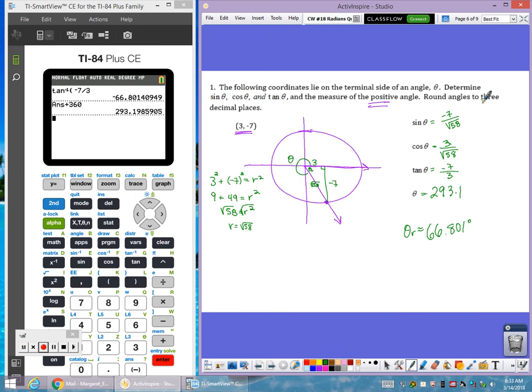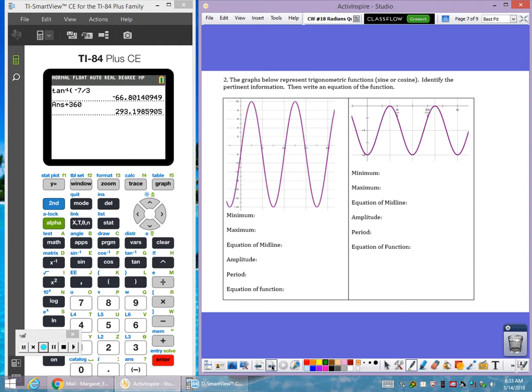All right, so I end up with theta is 293.1. Let's see, it said round to 3 decimal places. So I look at the 5, rounds it up. So 199 degrees. All right, great. So that was a quick review of some of the trig stuff we've done.